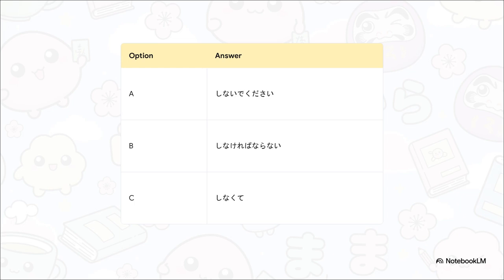Let's try question 2. Ashita wa tesuto desu. Benkyou, blank. Tomorrow is a test. Study, blank. Look closely at the context here. An upcoming test creates a strong obligation, right? Therefore, the perfect logical fit is B, shinakereba naranai. You must study. Option A, please don't study. Well, that makes absolutely no sense in this context, unless you're trying to fail.